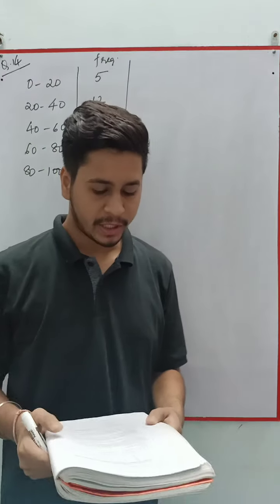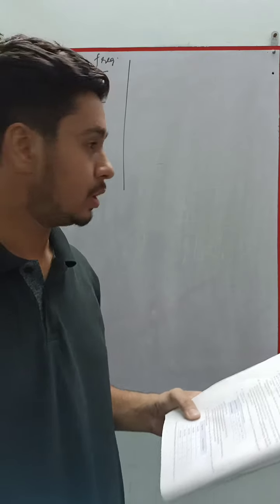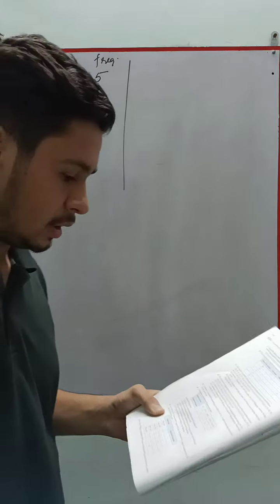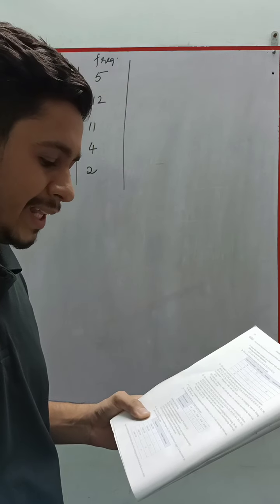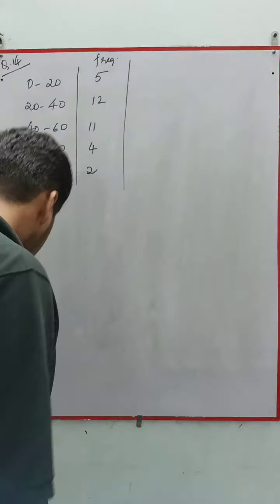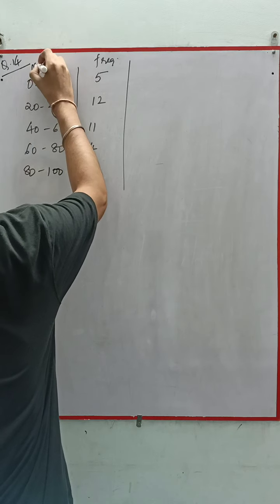Now let's do the 14th question. A frequency distribution of integers is given below. You are given this table. Answer the following questions. How many students secured more than 39 but below 60? So see, these are the marks, number of marks.